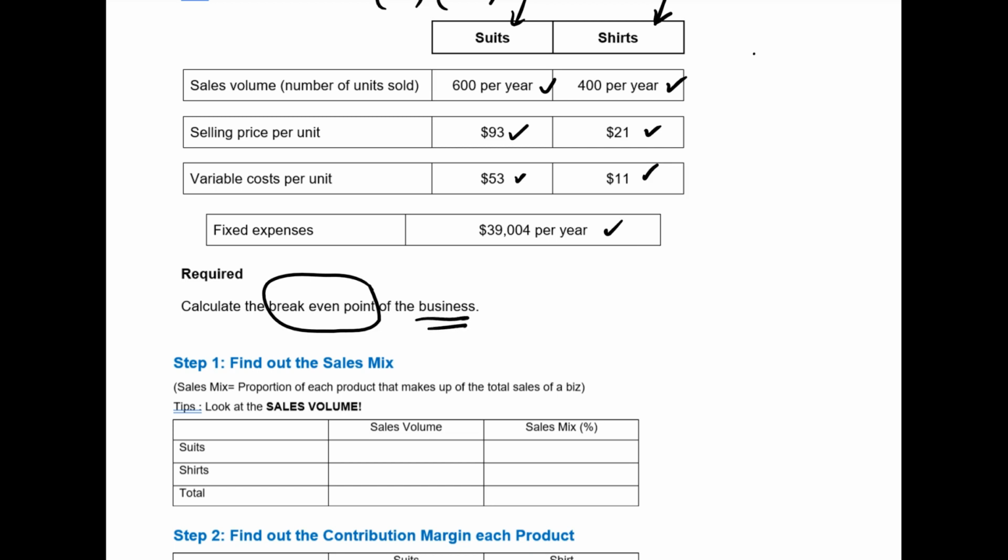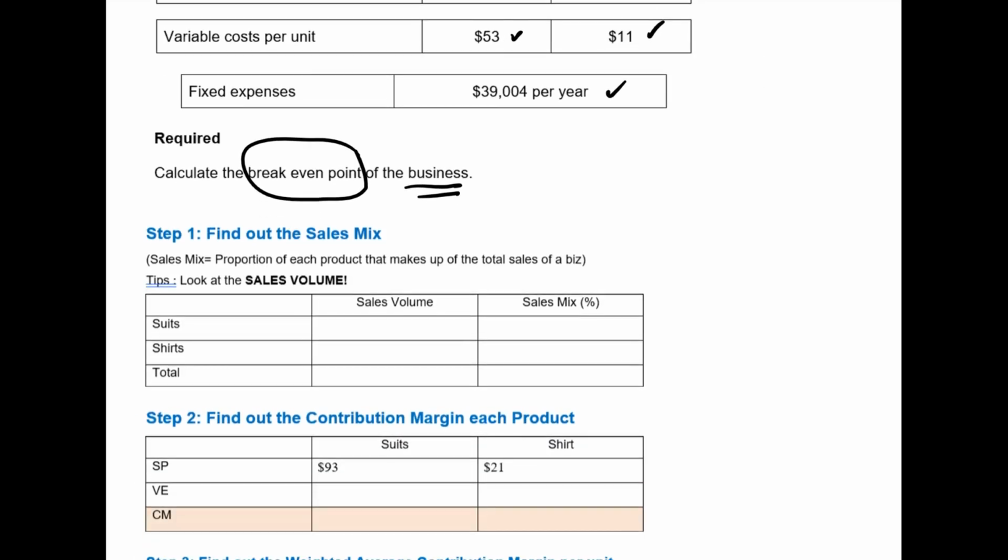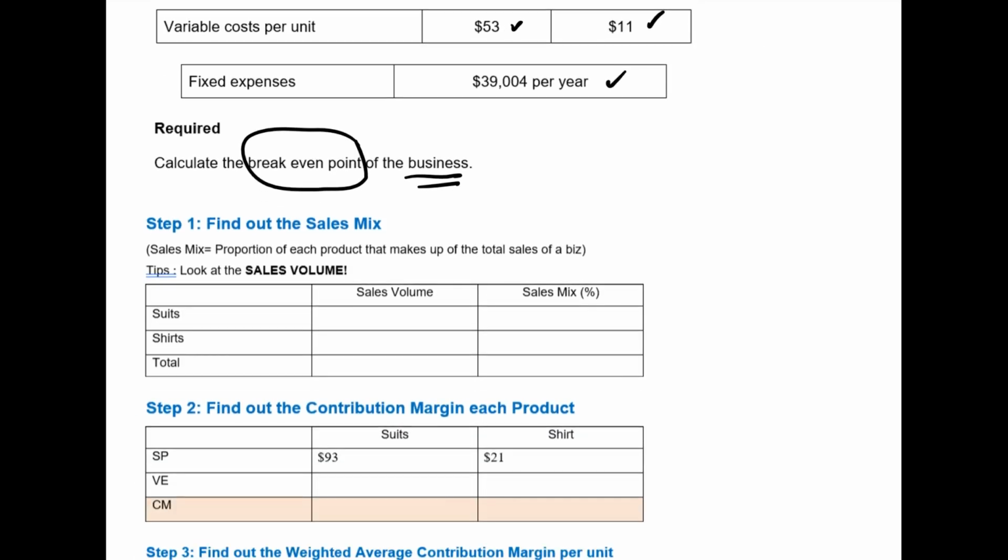You cannot use the same formula that you used to calculate your break-even point for one single product. If this company sells more than one product, there is a different way of doing it. There are a few steps that you need to pay attention to, and the first step is to find out your sales mix. Step number 1, find out your sales mix.